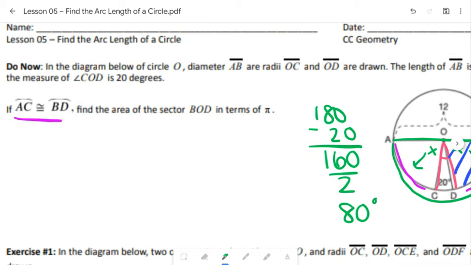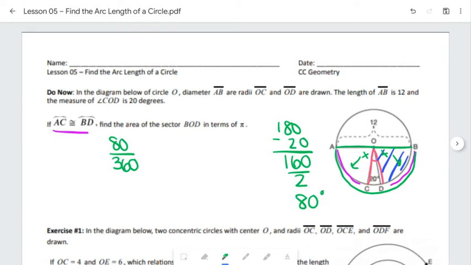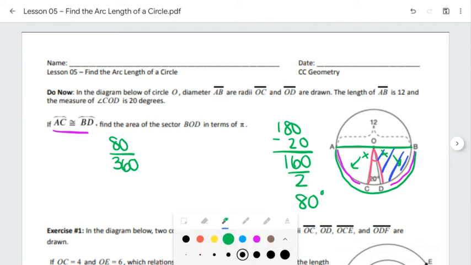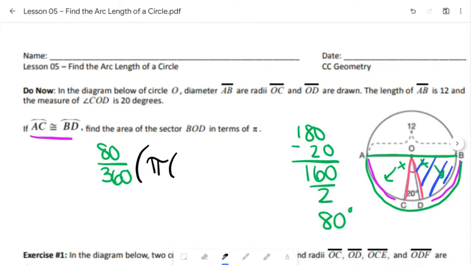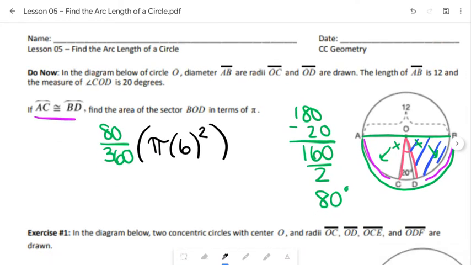So remember, I could start this off with 80 over 360 degrees, because my portion is 80 out of the entire circle, which is 360. Now, I could set up a proportion here if I choose to, and set it equal to the entire area of the circle underneath X. Or you could just multiply by the area of this circle. Again, remember our area formula is pi r squared. The radius in this case is going to be 6 because my diameter was 12. So essentially here I'm looking at 80 over 360 times 36 pi.